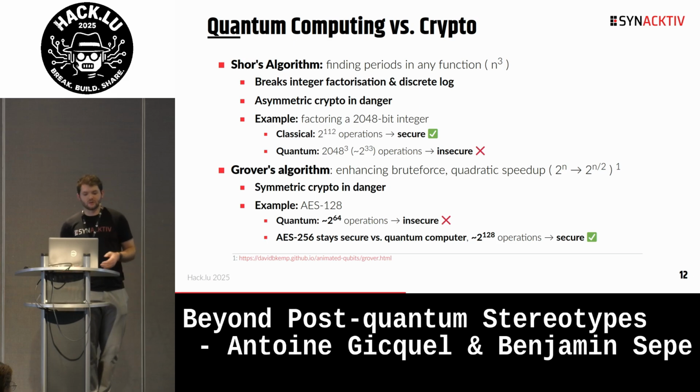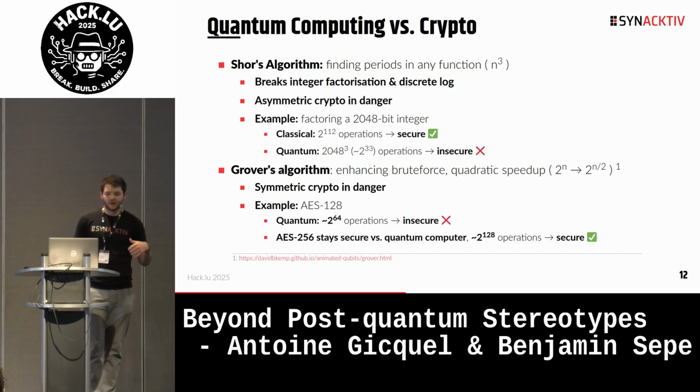The first one is Shor's algorithm, whose objective is to find periods in functions. So you have a mathematical function, and in complexity n cubed, n being the number of bits of inputs in your function, you can find the period. So this breaks integer factorization and discrete log in polynomial time. So this is a problem for algorithms such as RSA or ECDH, the classical Diffie-Hellman key exchange.